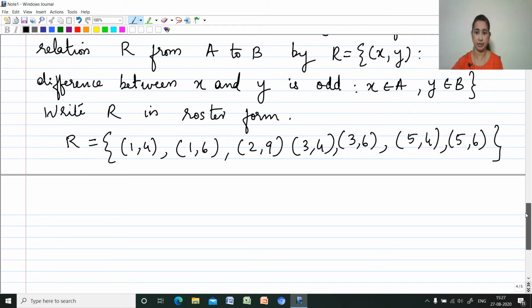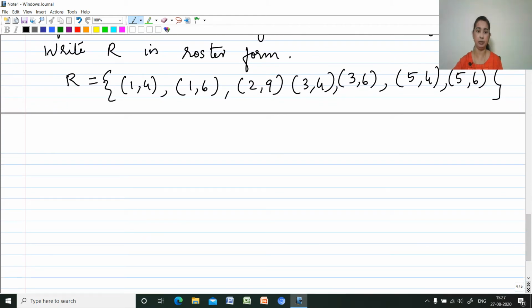Now the next question only asks for the elements, to write R in roster form. Okay, so moving on to another question.